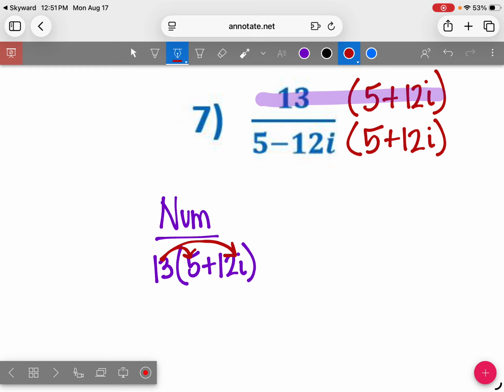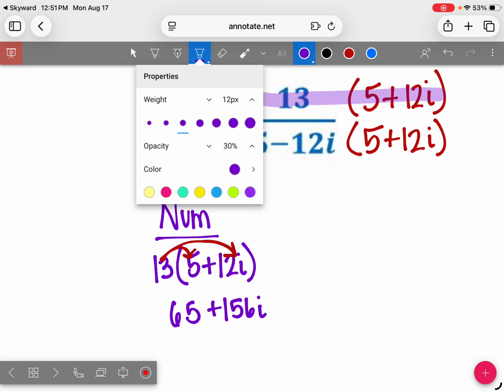Okay, so that should give us 65. Correct me if I'm wrong, because I don't have my calculator. Plus 156i. I'm trying to remember from first period. Does that sound right? Yeah. All right, now let's do our denominator.